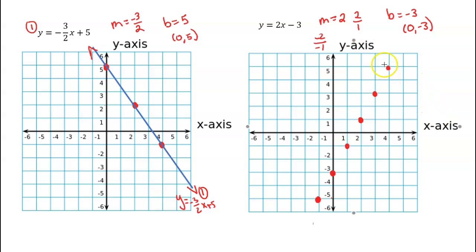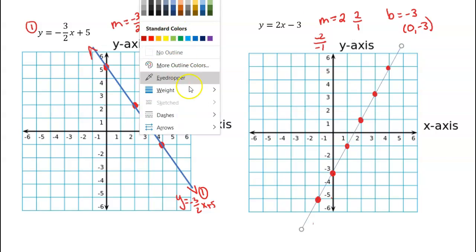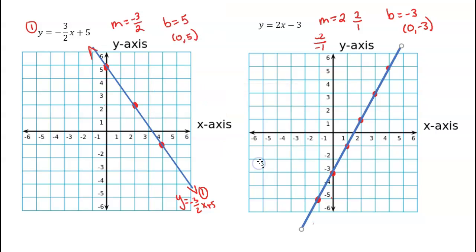As long as, again, you have 2 points, they make a line, 3 points make a better line, and extend through your points using your lovely ruler. Again, make it thicker. There you go.